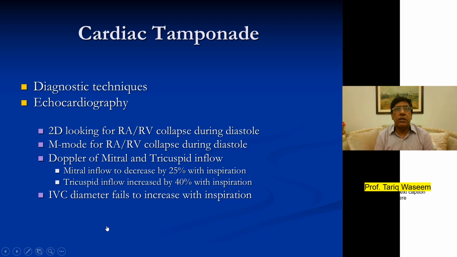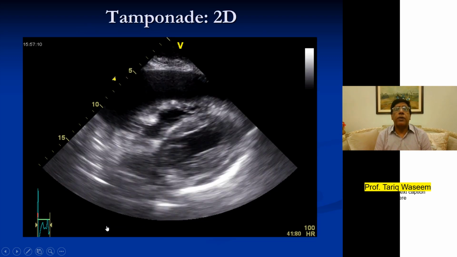Normally, when you take a deep breath in, the IVC slightly dilates, and when you exhale, it collapses. But this failure of the IVC to dilate or increase in diameter during inspiration is again one of the features in cardiac tamponade. These are a few images where you can look at the heart. This is the right ventricle, left ventricle. This is the right ventricular outer surface, and this is the large fluid in the pericardial cavity.